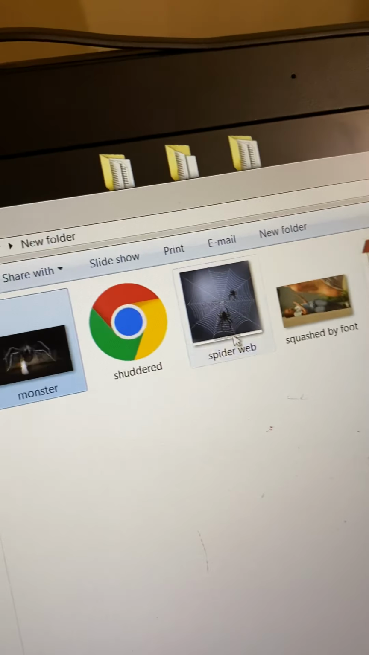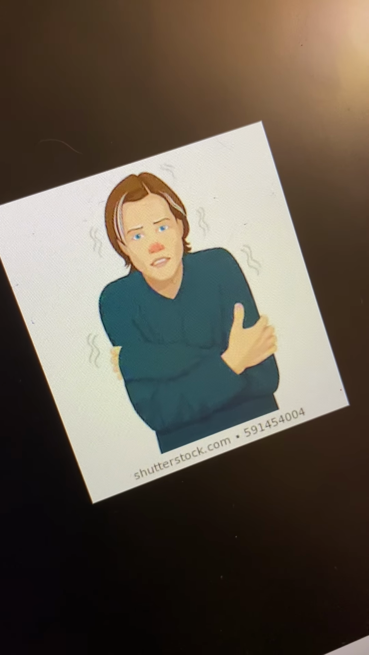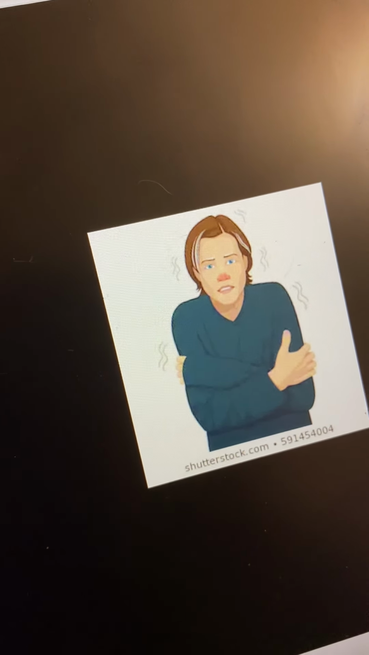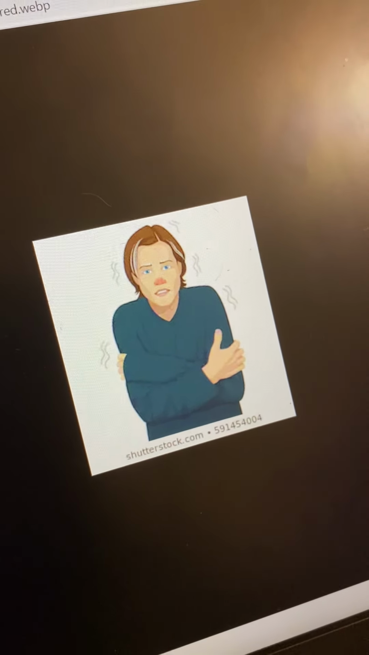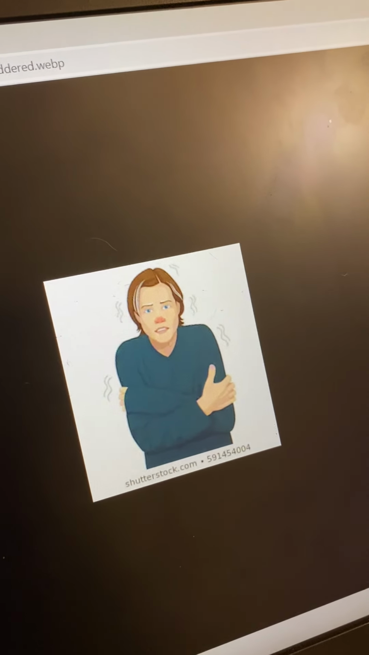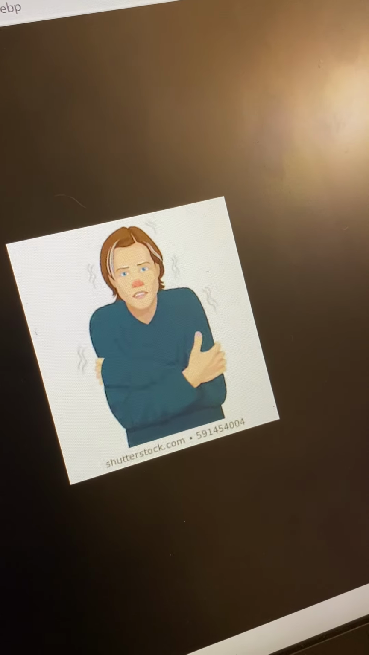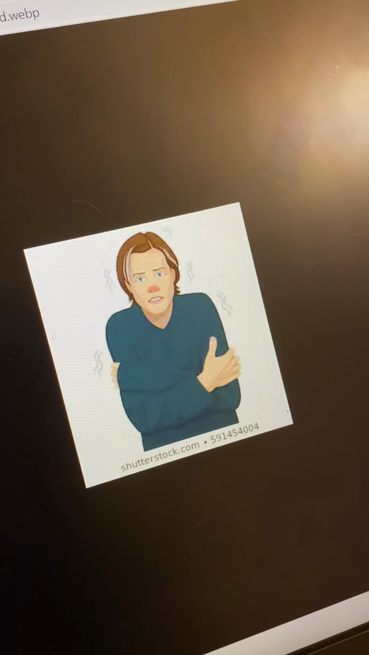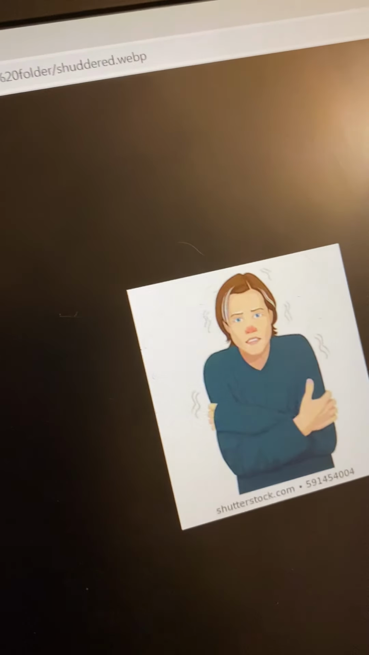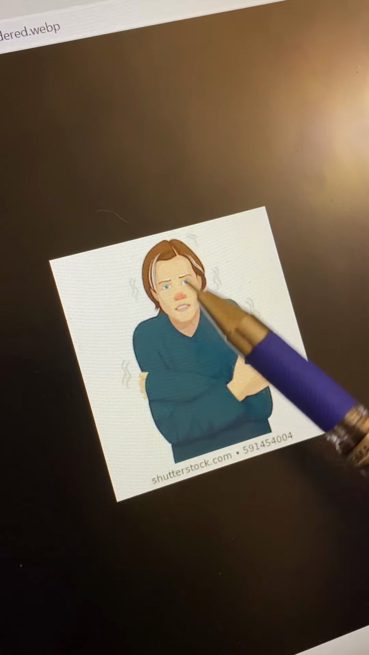Okay, what about this picture? Can you describe this picture in one word? Give me just one word to describe this picture. It is what? It is shuddered. Shuddered means what? Shivered. Shivered because the boy is cold or frightened.